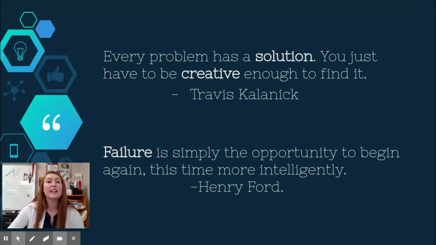So some quotes that I like to point out every single year: every problem has a solution. You just have to be creative enough to find it. And failure is simply the opportunity to begin again, this time more intelligently. I think that this class definitely teaches students how to learn from their mistakes and analyze their mistakes and figure out how they can improve their solutions, and really embrace learning by doing.